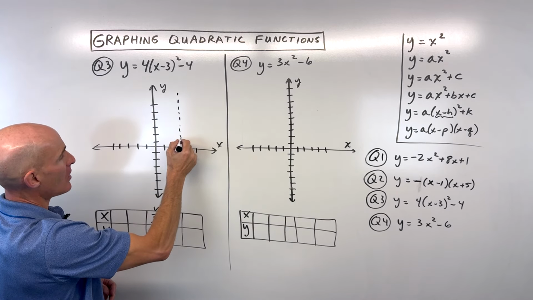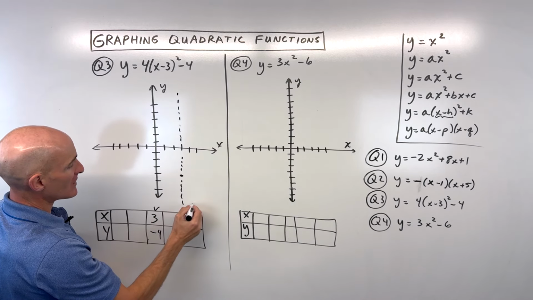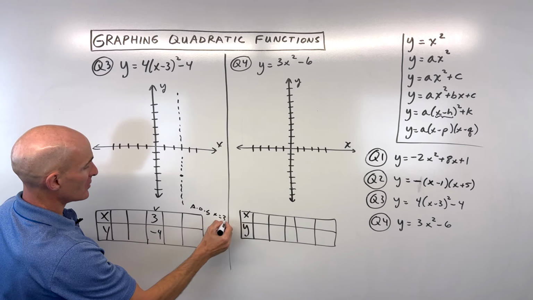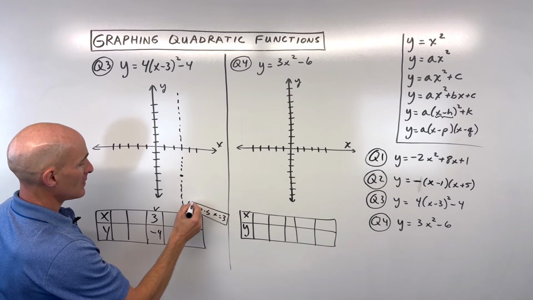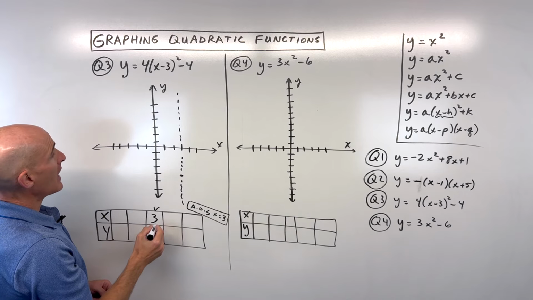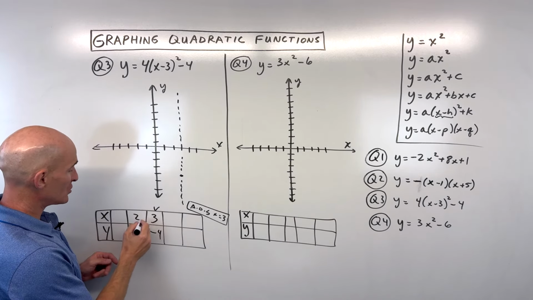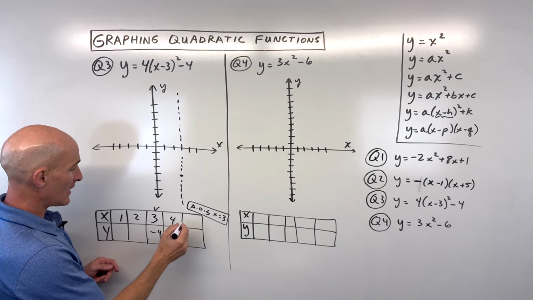Axis of symmetry always goes right through that vertex. So we'll say axis of symmetry, x equals 3. Okay. Got our vertex. And then now we can pick some points on either side to get a good sketch. So let's pick maybe 2 and 4, 1 and 5.